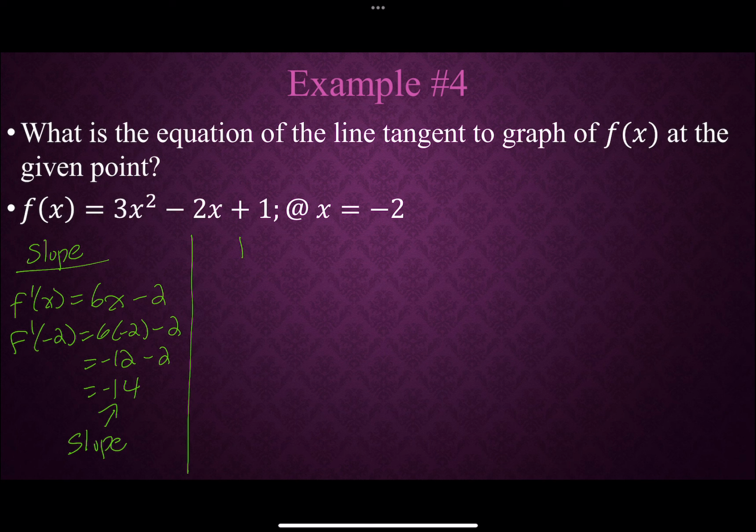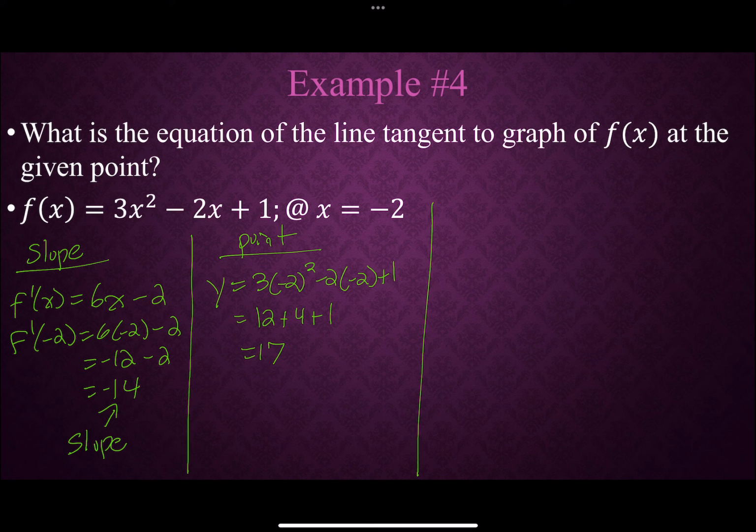We also need our point, because any equation of a line needs slope and points. So we're given the x value, but we're not given the y value. So the y value is substituting that negative 2 back into the original function. We would get 12 plus 4 plus 1, which is 17.